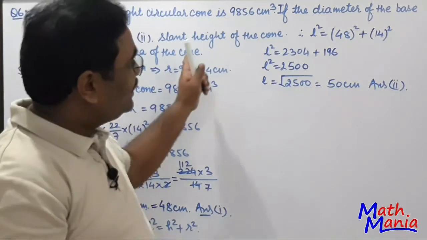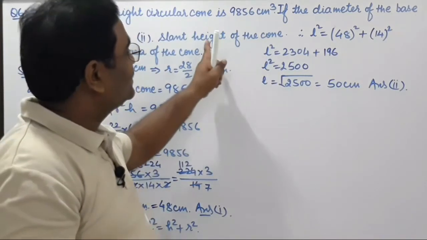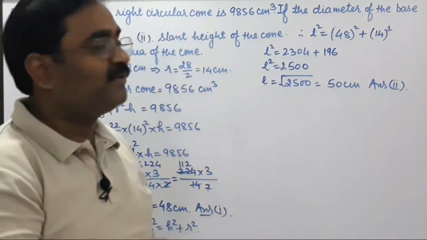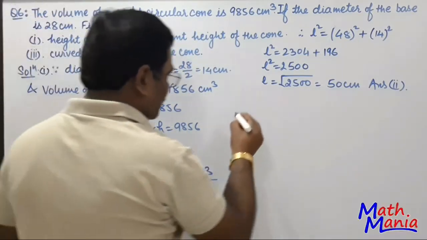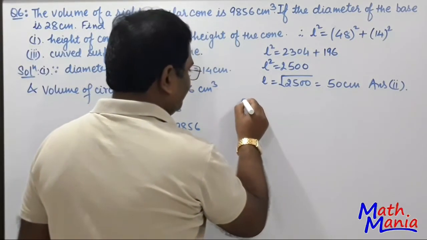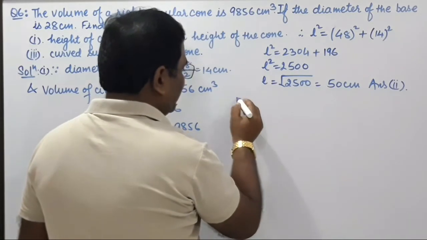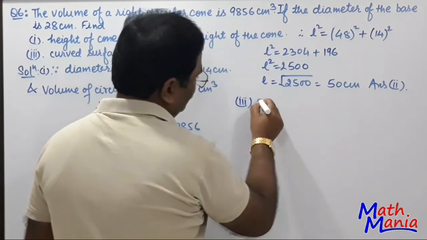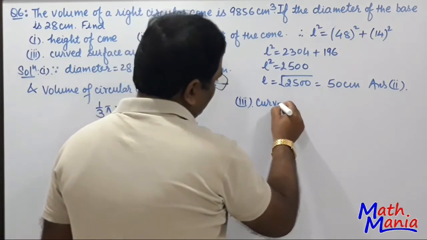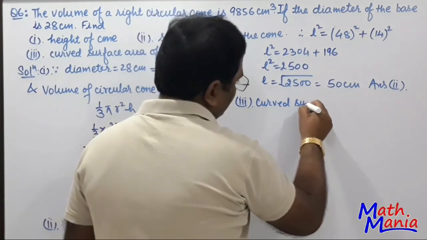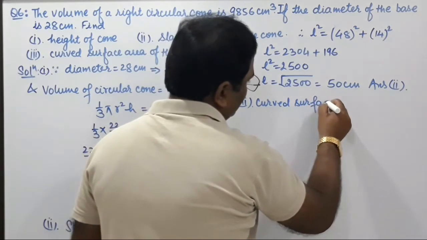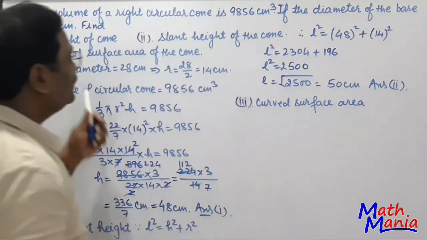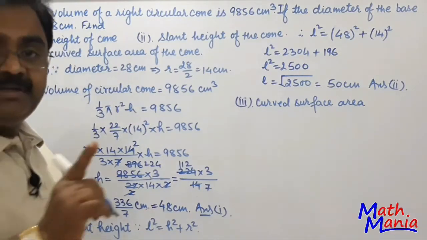We found the value of the slant height too. That slant height is 50 centimeter. Let's move to the third part. In the third part it is asking the curved surface area of the cone. So, to find the curved surface area of the cone, we need the formula.